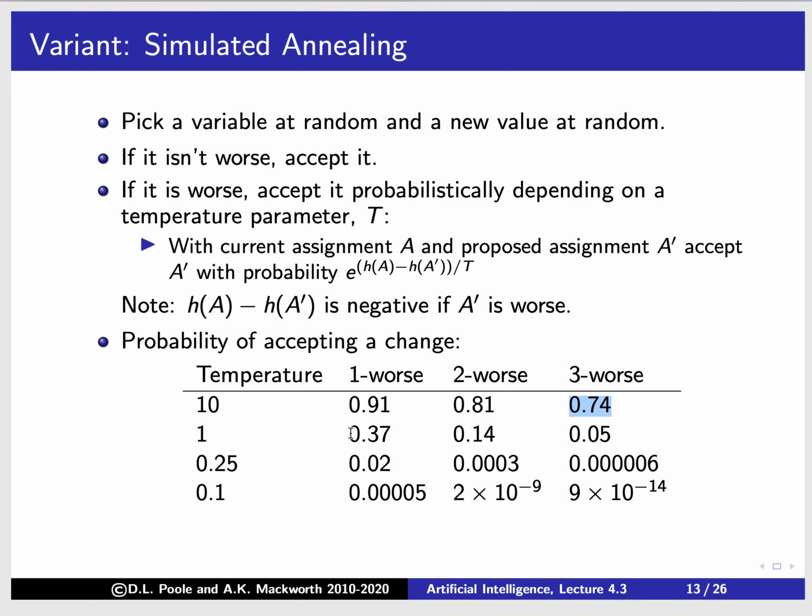When the temperature is 1, then 1 worse is accepted 37% of the time, but 3 worse is only accepted 5% of the time. So we're much less likely to accept something that's 3 worse. As the temperature gets to be 1/4, we're really only accepting things that are 1 worse 2% of the time, and we're very rarely accepting things that are 3 worse. And if the temperature is 0.1, then for 2 worse, it's very unlikely we accept it. At a temperature of 0.1, we're very, very occasionally accepting something that's 1 worse.